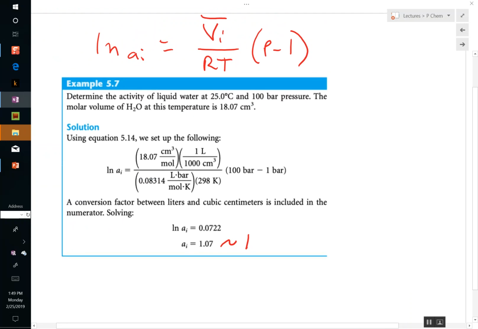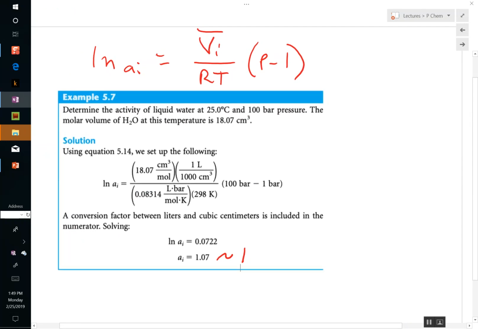But before we leave, I want you to do this calculation again, but change that to 10 bars. Now remember, a bar is about an atmosphere. So that's 100 atmospheres. That's very high pressure. So let's bring it down to something that's still pretty high pressure, 10 atmospheres, redo that calculation and solve for a_i. And this will be a good place for the closing statement.